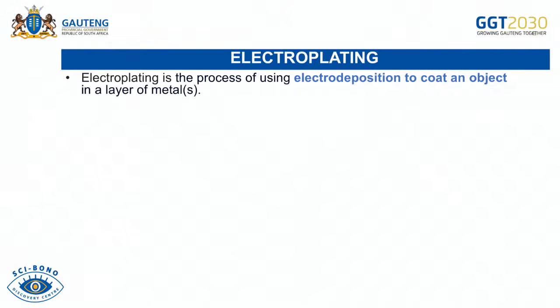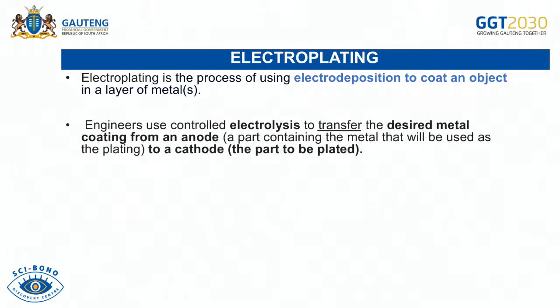Now, what is electroplating? Why do we do electrolysis for the benefits of electroplating, which is what we are mostly focused on? Electroplating is the process of using electrode deposition to coat an object in a layer of metal, depending on the metal that you want to coat it with. If you want to coat it with gold or silver, it is okay. Now, engineers use controlled electrolysis to transfer the desired metal coating from the anode to the cathode.